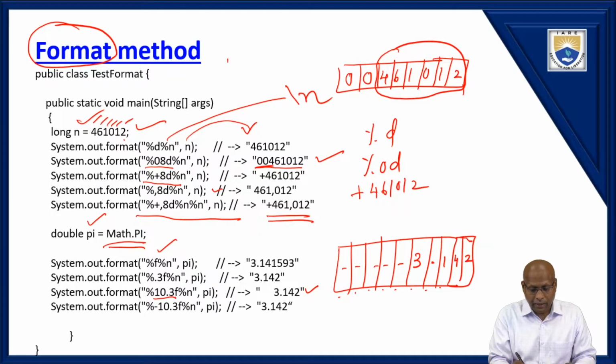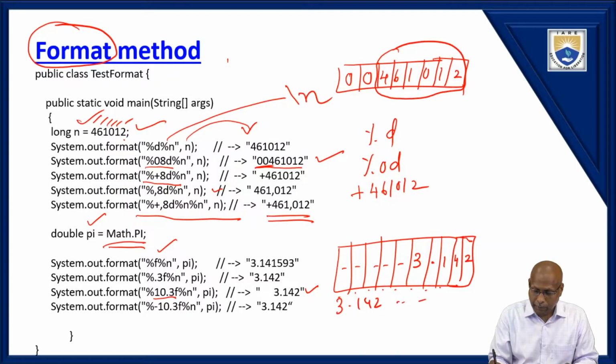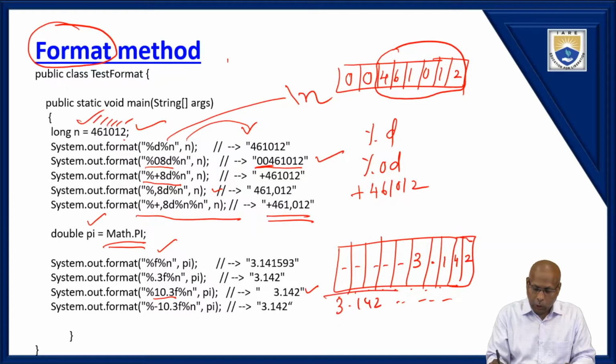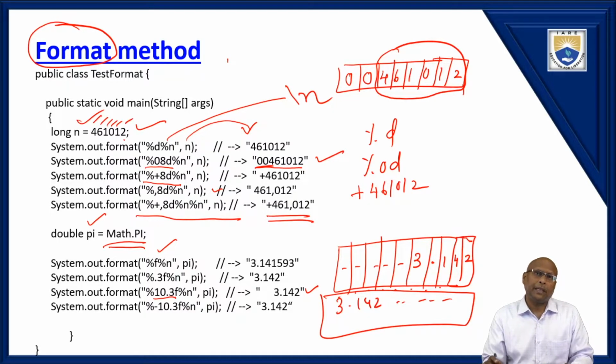Similarly, minus 10.3. Minus 10.3 means the output goes from right to left, whereas the other goes from left to right. That means 3.142 followed by the space. So you can display the output in two different formats, either left to right or right to left. Whenever you want to display the data in a different format, you can use this format method also.